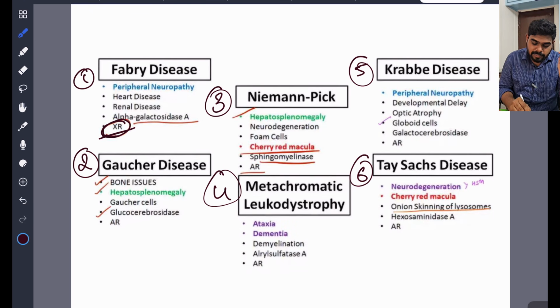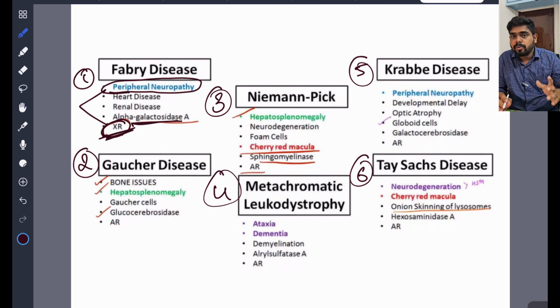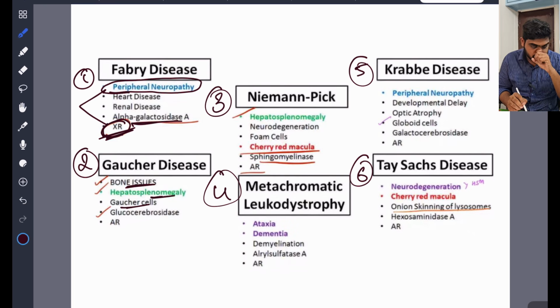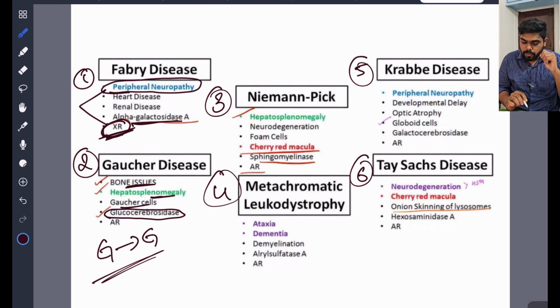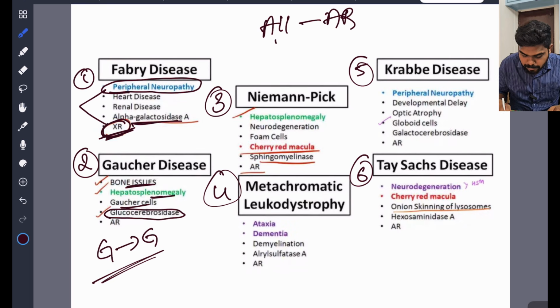So Fabry's is X-linked recessive, alpha galactosidase deficiency, and it has heart disease, renal disease, and peripheral neuropathy. Peripheral neuropathy is important: X-linked recessive, peripheral neuropathy in Fabry's disease. Gaucher disease, ouch, bone pain. Gaucher: bone issues, bone pain, hepatosplenomegaly, visceromegaly, and Gaucher cells are there, like crumpled tissue paper. It is a glucocerebrosidase defect, and it is autosomal recessive. You can see all the diseases are autosomal recessive, except our Fabry's disease.